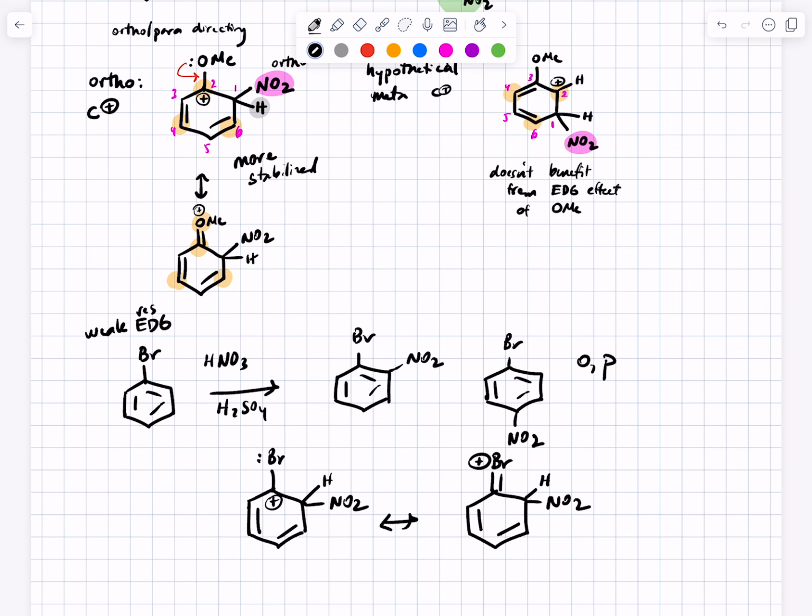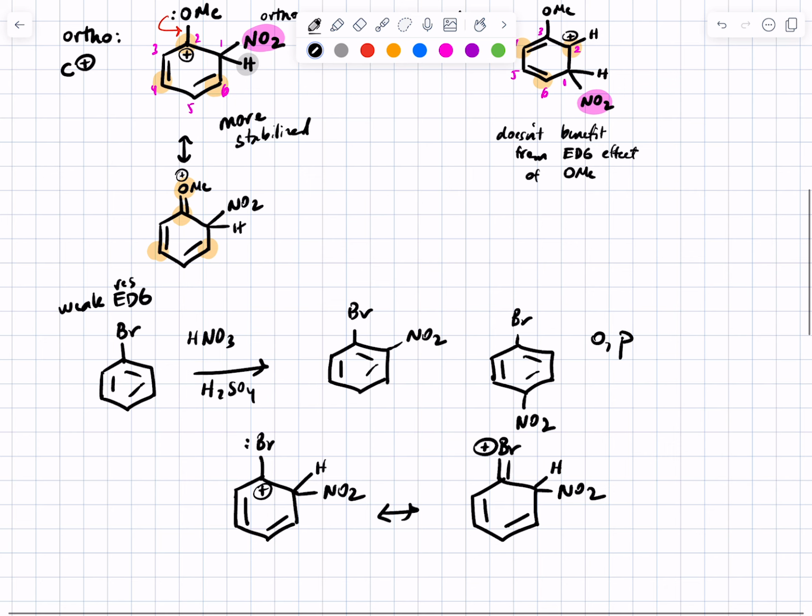All of the resonance donors are ortho-para substitution directors. All of the inductive donors like alkyl groups are ortho-para directors. Questions about that? Yeah? So what do we mean? Yeah, so is bromine still considered a deactivating group?